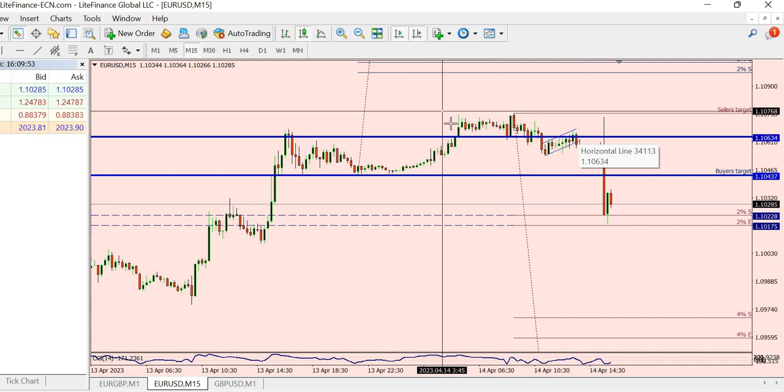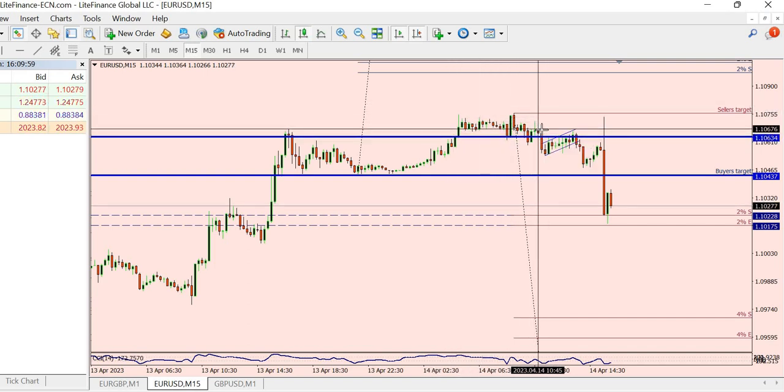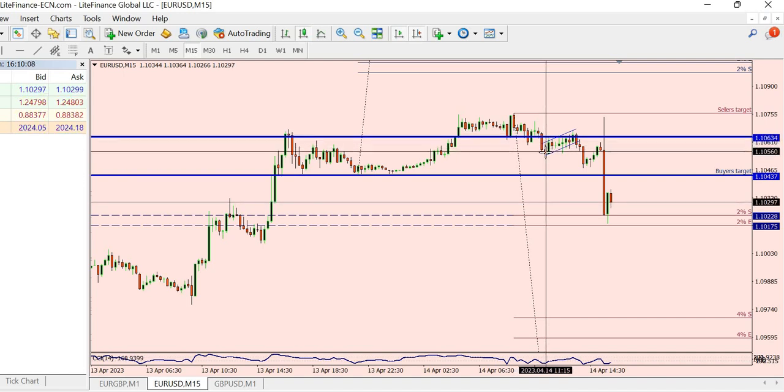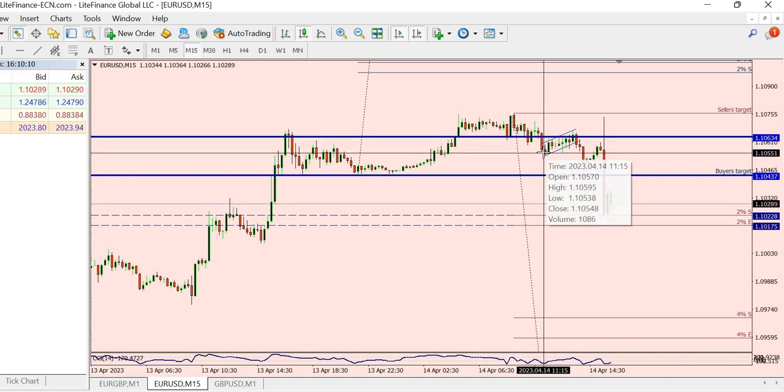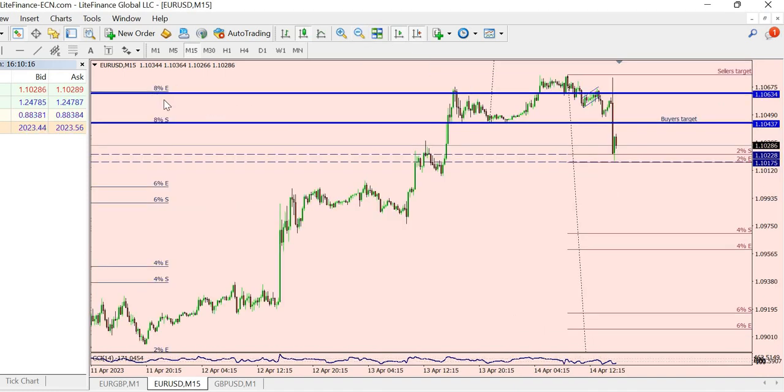So we clearly see the accumulation right here, and at 11 a.m. European time, we saw the breakdown of the end of accumulation level. This letter E means end of accumulation.